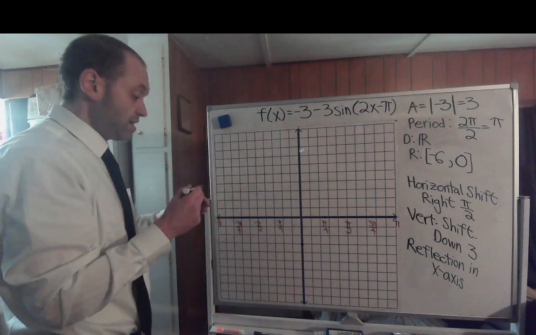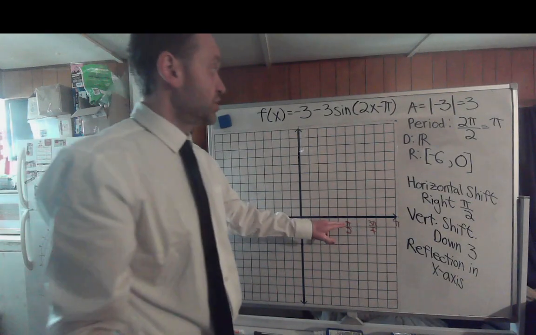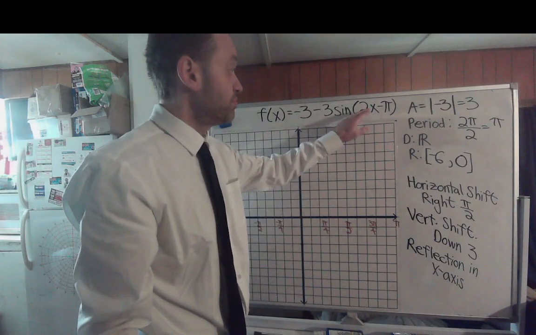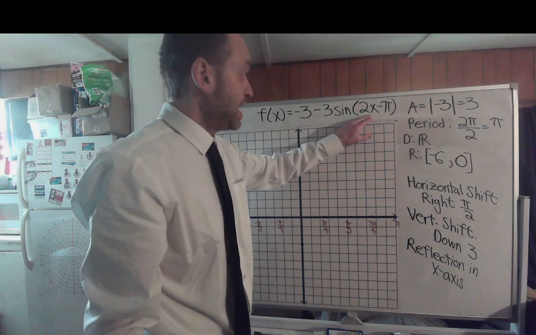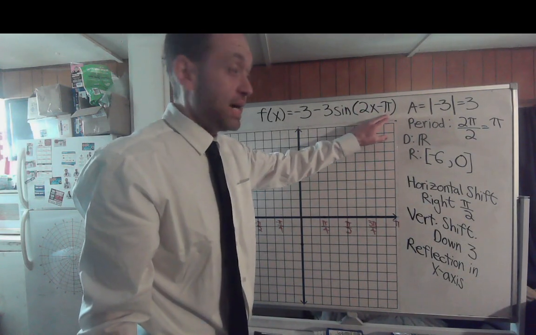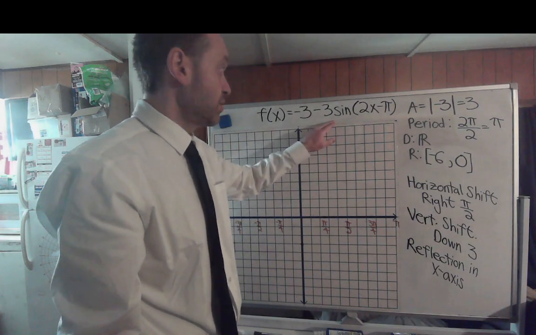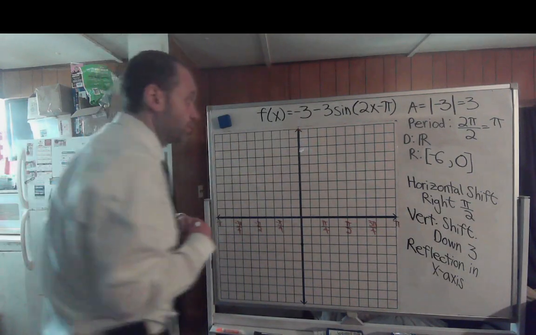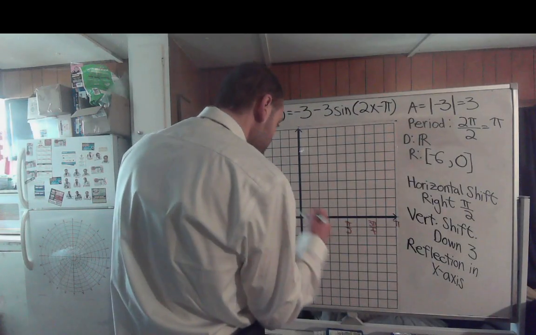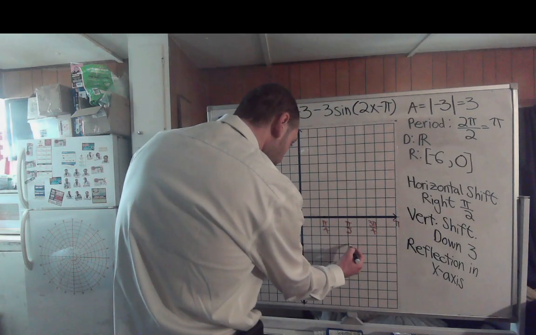Alright, and then if I put in pi over 2, that gives me the sine of pi minus pi. That's the sine of 0, which is 0. Negative 3 plus 0 is going to end up being negative 3.